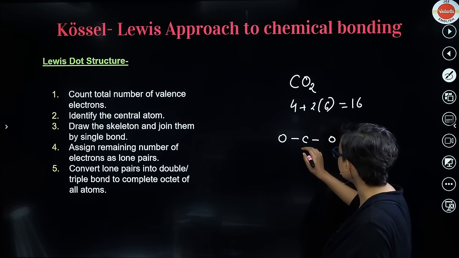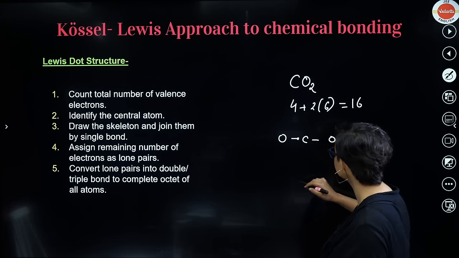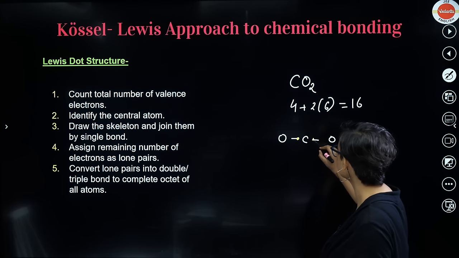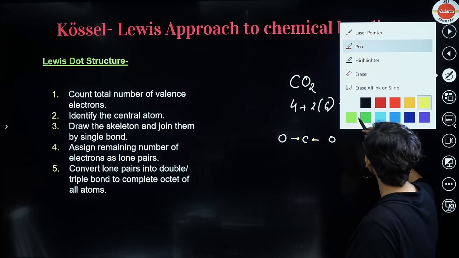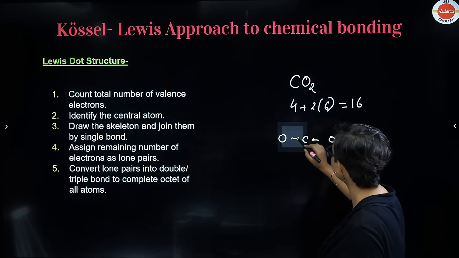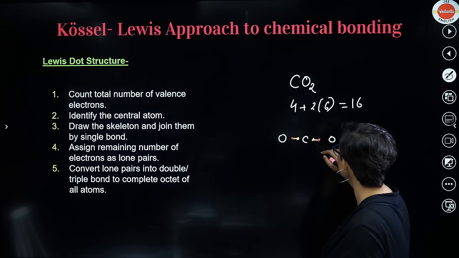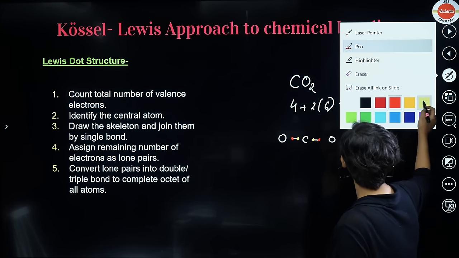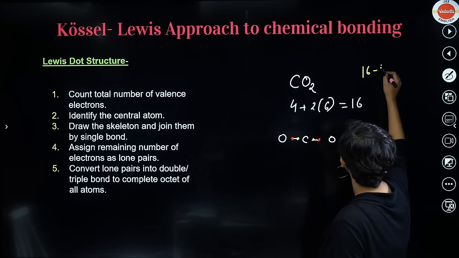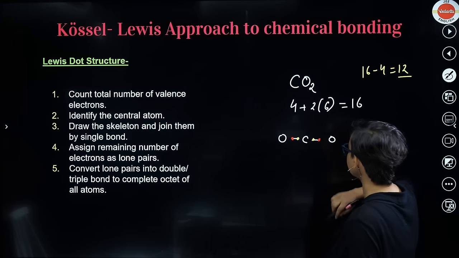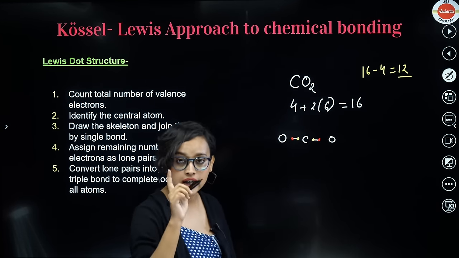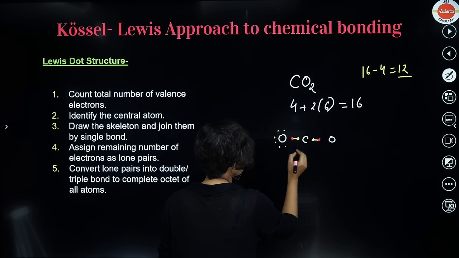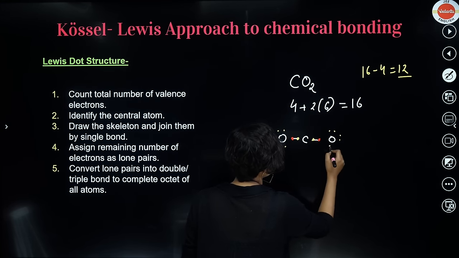Now, what is the remaining? Carbon is giving 1 electron here, carbon is giving 1 electron here. Now, oxygen is going to give 1 electron here, and oxygen is again going to give 1 electron here. So that means a total of 4 electrons we have used up. 16 minus 4 is equal to 12. 12 electrons are remaining. So how am I going to give these 12 electrons? 1, 2, 3, 4, 5, 6, 1, 2, 3, 4, 5, 6.